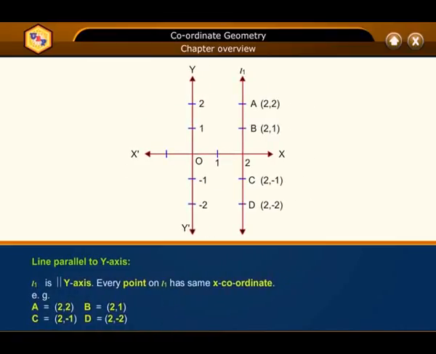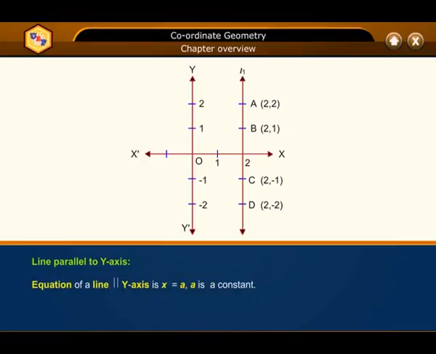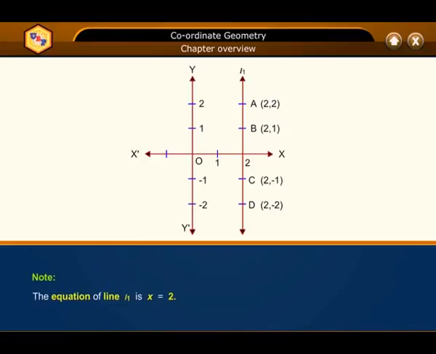Line parallel to the y-axis. L1 is parallel to the y-axis. Every point on L1 has the same x-coordinate. For example, A is equal to (2, 2), B is equal to (2, 1), C is equal to (2, -1), D is equal to (2, -2). The equation of a line parallel to the y-axis is x equal to a, where a is a constant. Note, the equation of line L1 is x equal to 2.